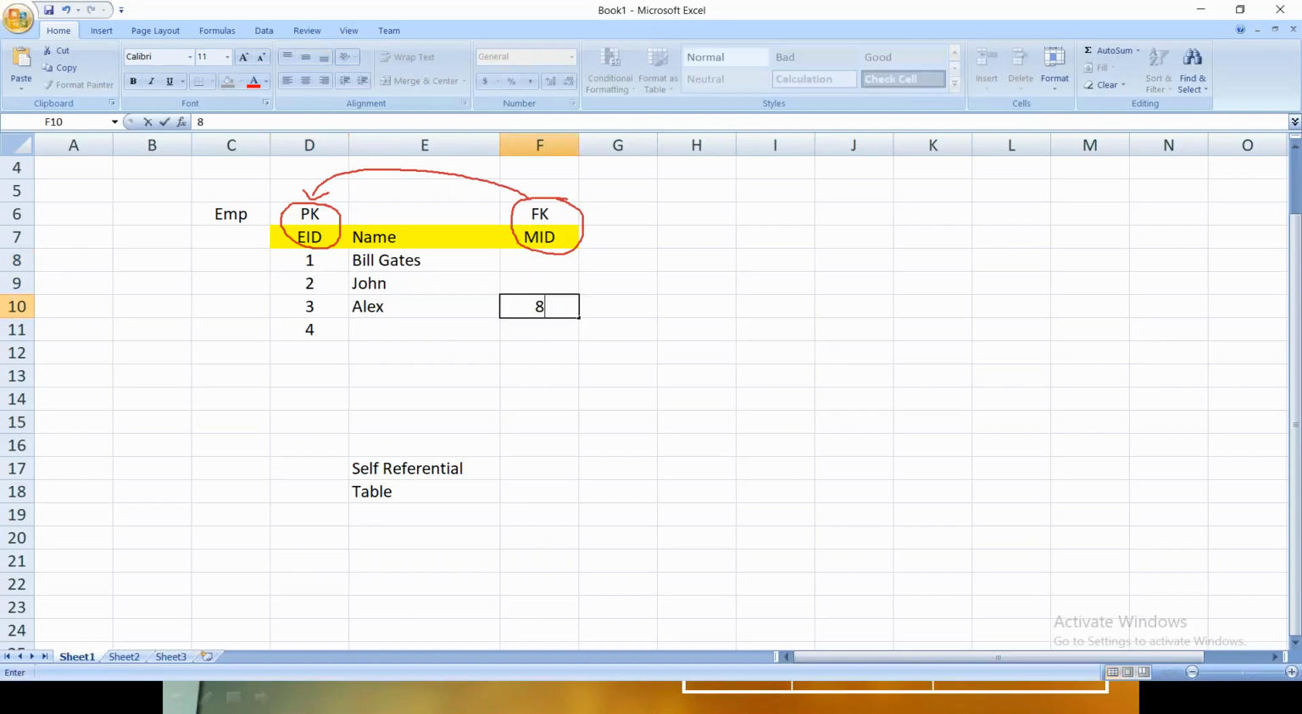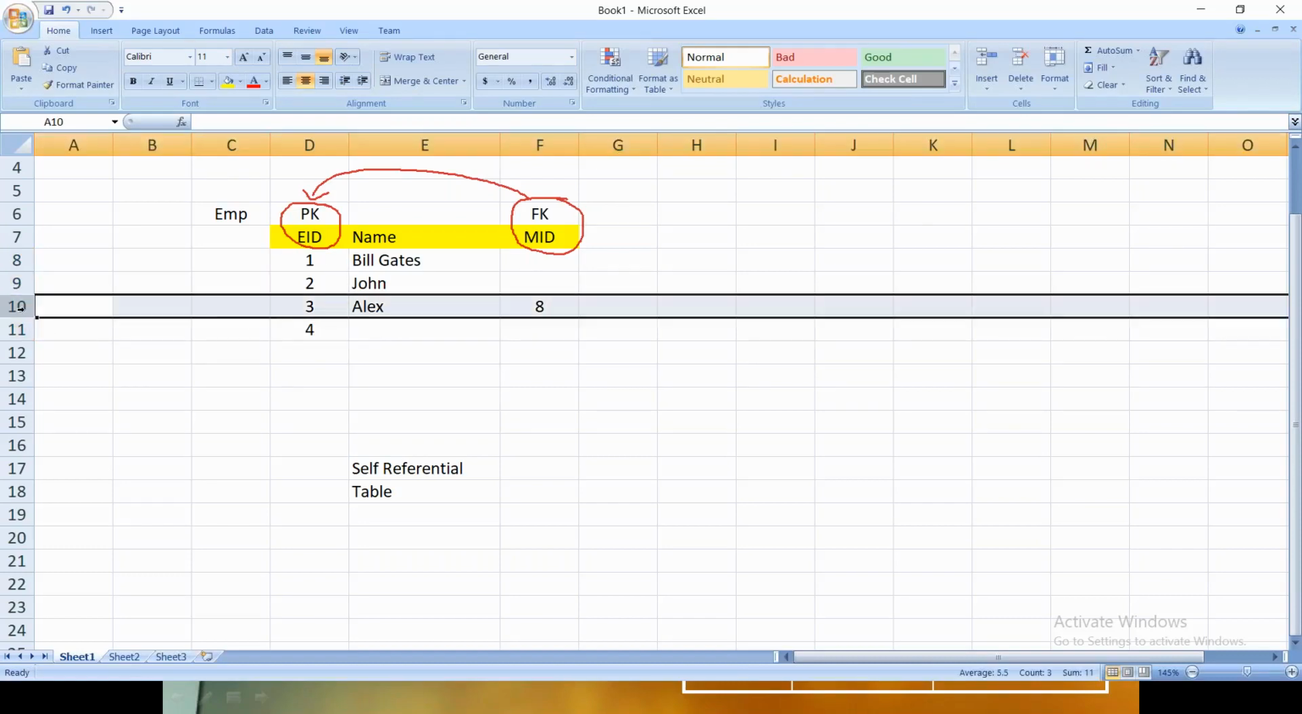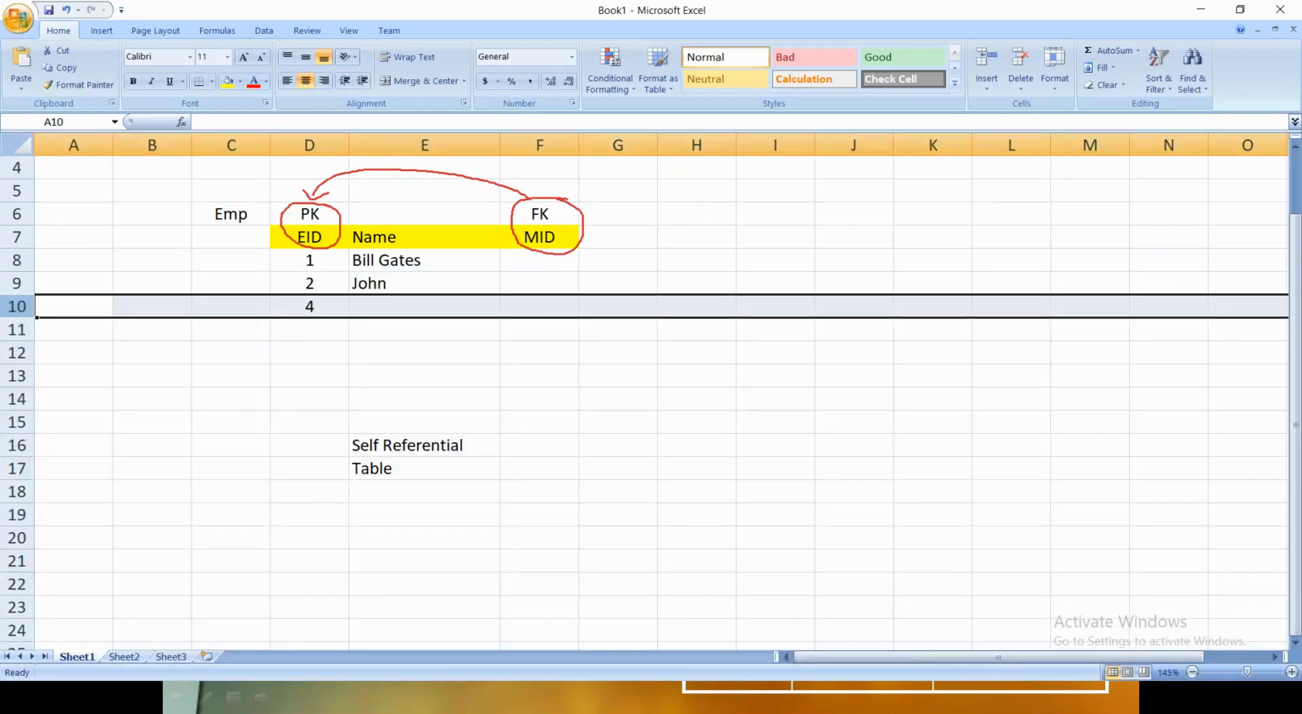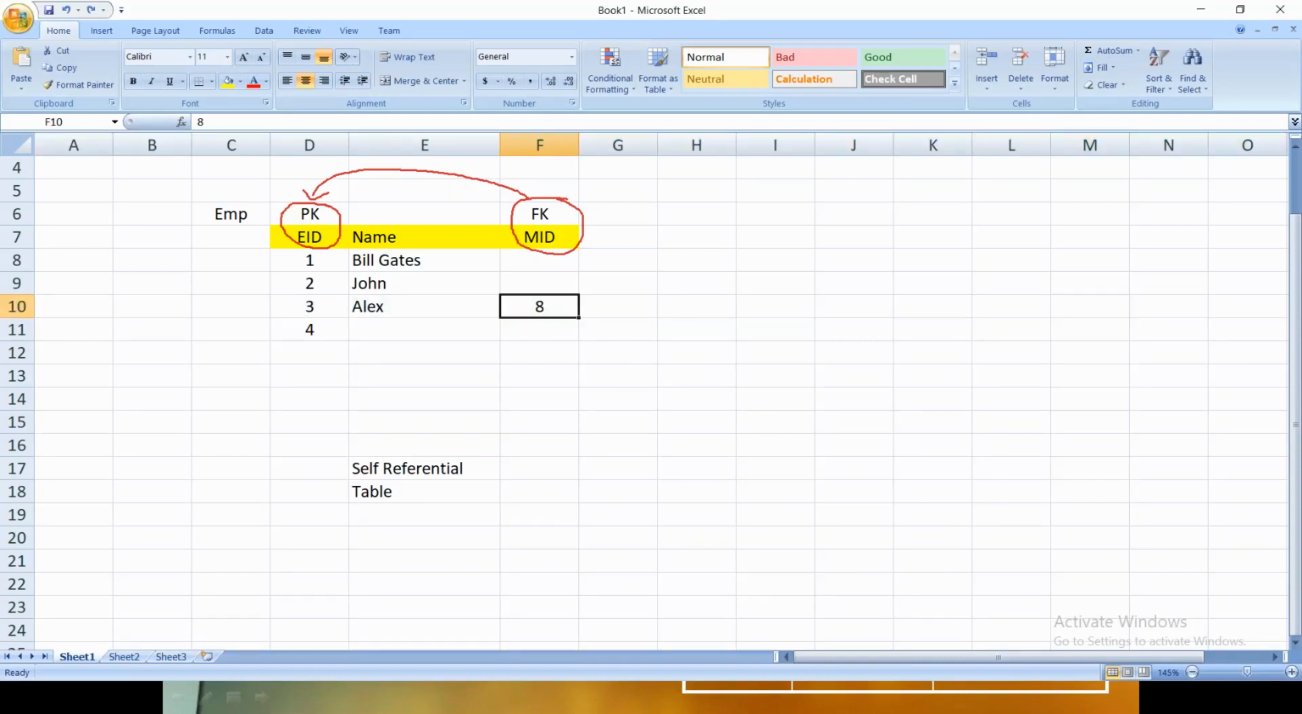You cannot give 8 here. If you give 8, what will happen? Is it 8? No. It is not there. The entire row gets rejected. Remember this, you will get a foreign key violation error. The entire row is rejected automatically by SQL Server or Oracle. This is the behavior of the software. Clear? You cannot enter a non-existing value.